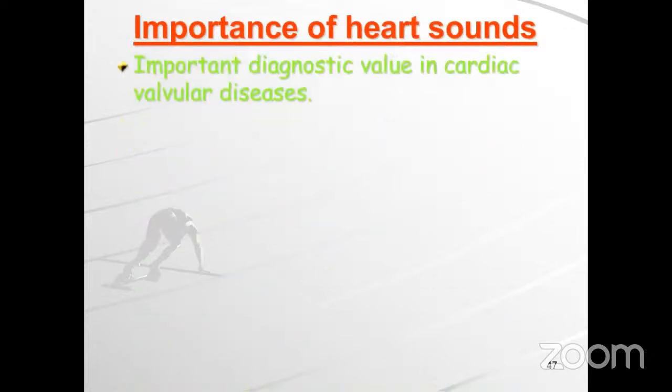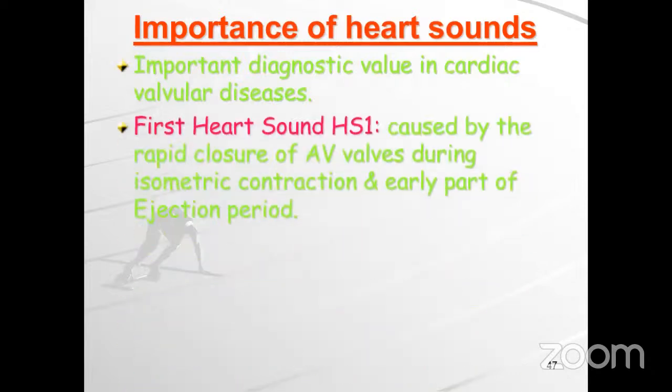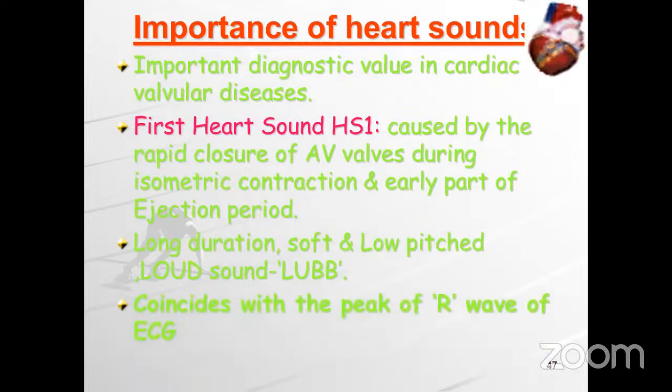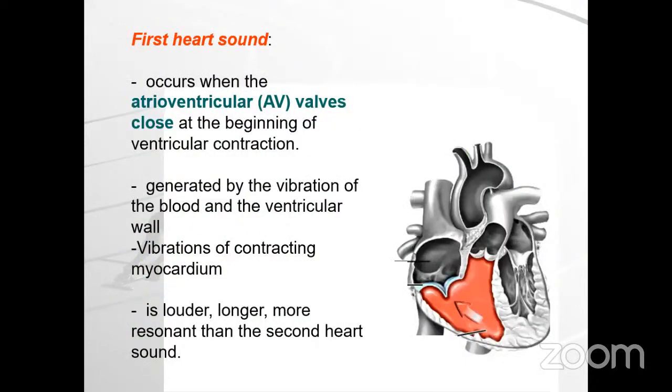The heart sounds are used for diagnostic purposes in cardiovascular diseases. The first heart sound is caused by the rapid closure of the AV valve during isometric contraction and the early part of ejection. It is a long duration sound, soft and low pitched, and it is known as lub. This coincides with the peak of the R wave of the ECG.